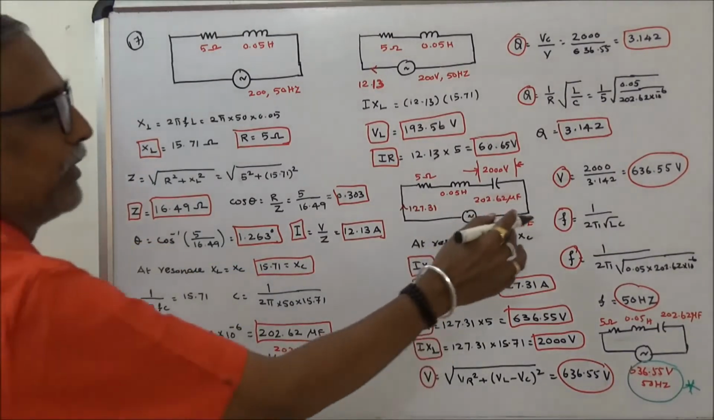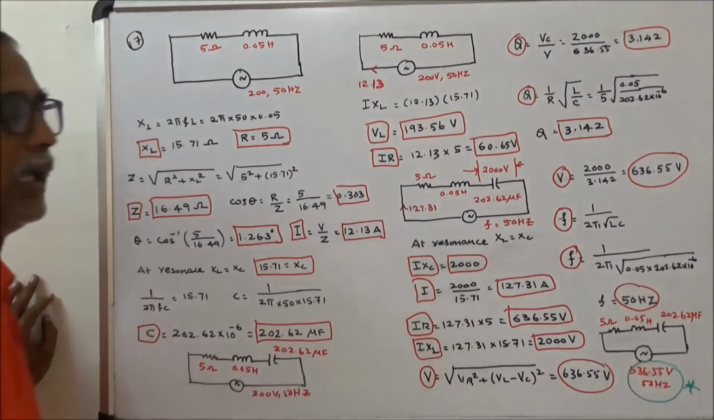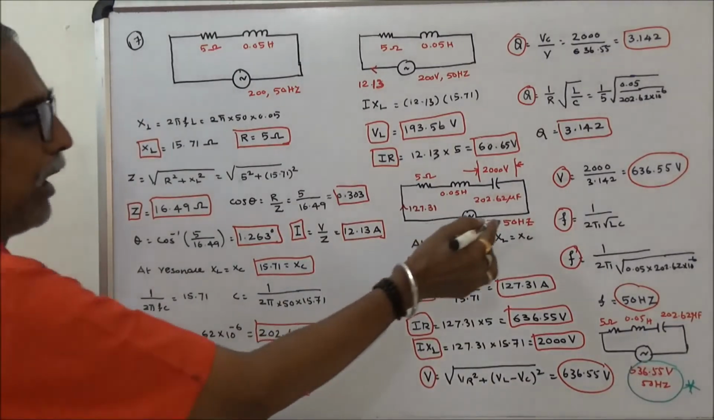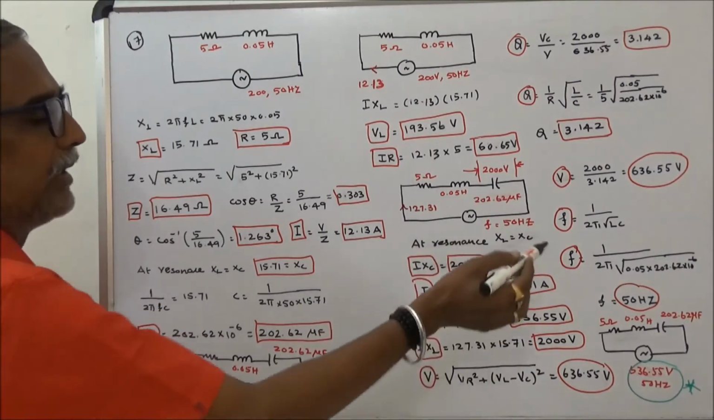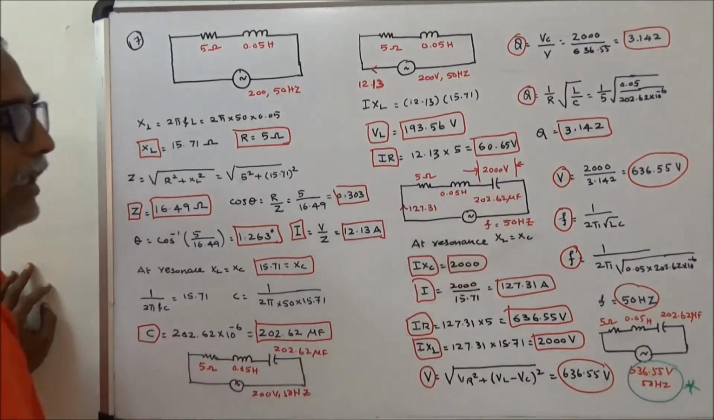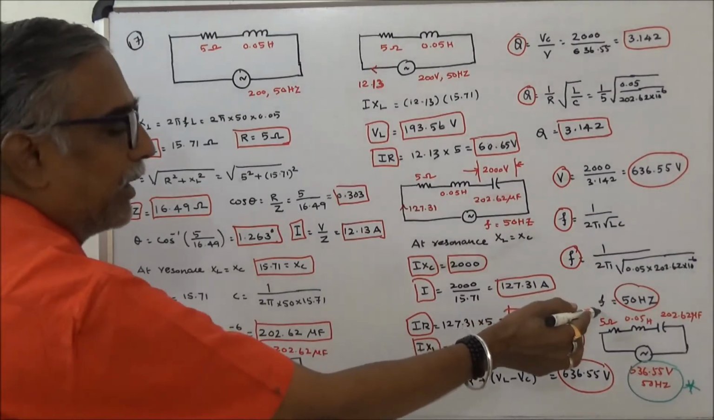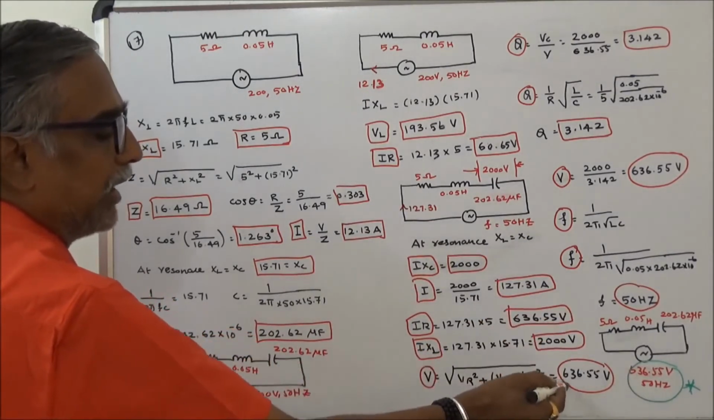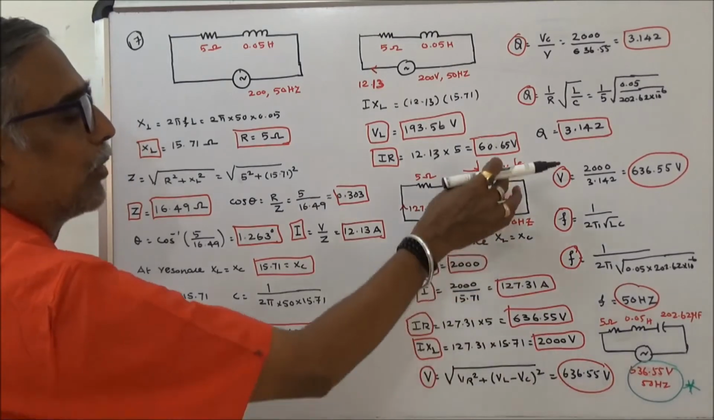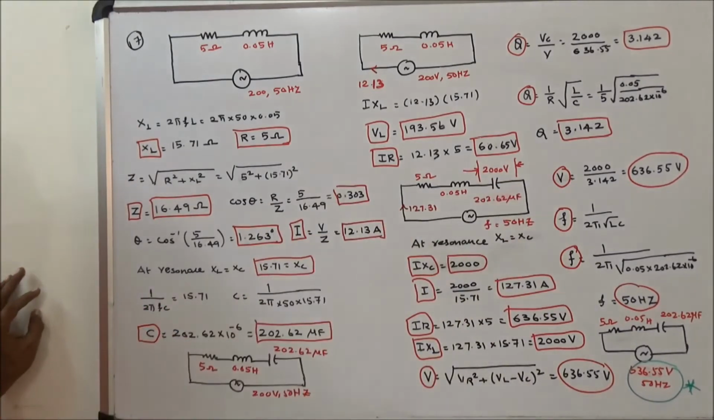Resonance frequency F is equal to 1 by 2 pi root LC. Here the frequency, I have to get 50 Hz. Here L is 0.05 Henry. C is 202.62 microfarads. So the frequency is 50 Hz. At 50 Hz resonance frequency, the voltage is 636.55. I got 2000 volts across the capacitor. This way you have to work out this problem.